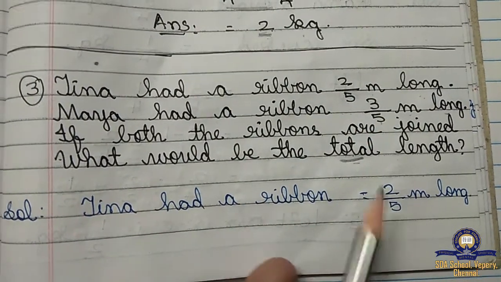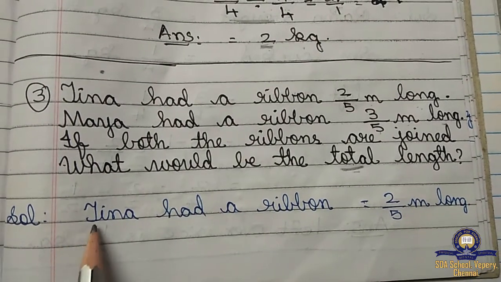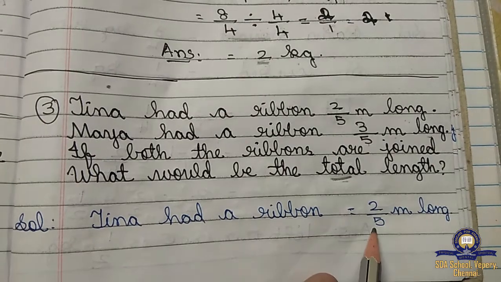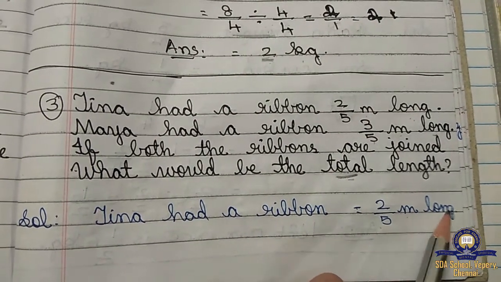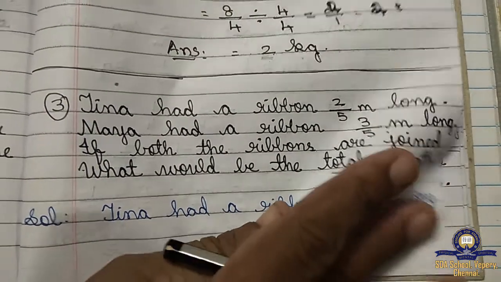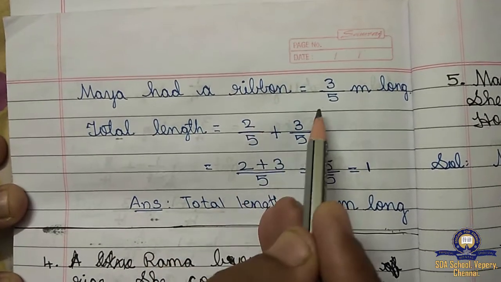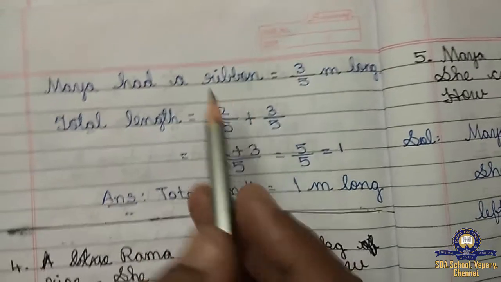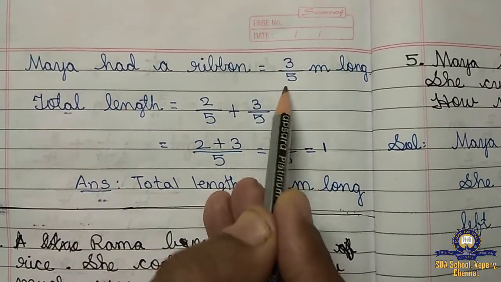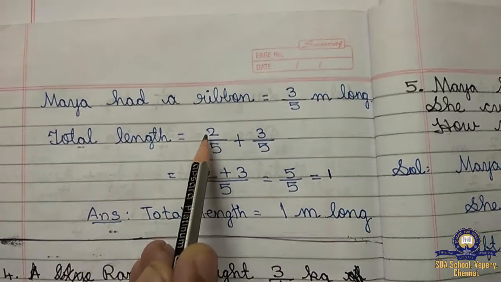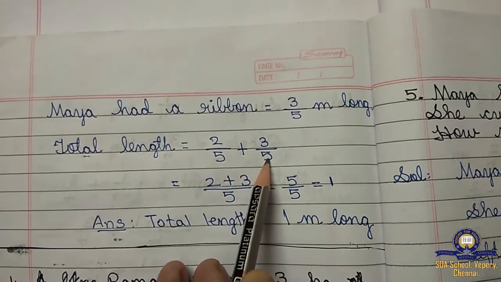How long is there? You have to add. So what's the answer? Tina had a ribbon, how much, children? 2 by 5 meter long. And then Maya had a ribbon 3 by 5 meter long. So total length, how much children? You have to add 2 by 5 plus 3 by 5.